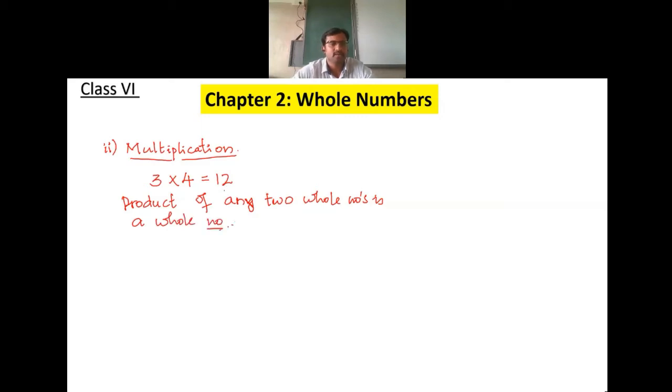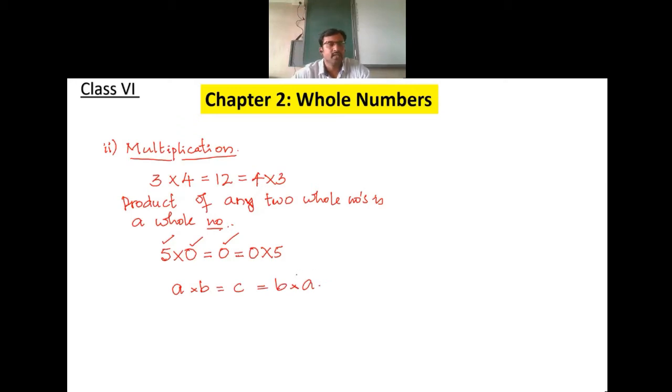Is this true in all the cases? Suppose I take 5 multiplied by 0, we get the product as 0. 5 is a whole number, 0 is a whole number, their product is also a whole number. This is true even if the order of multiplication is changed. If 0 is multiplied by 5, we get 0 only. Same way, 4 multiplied by 3, we get 12. In general, A multiplied by B gives C, which is equal to B multiplied by A.